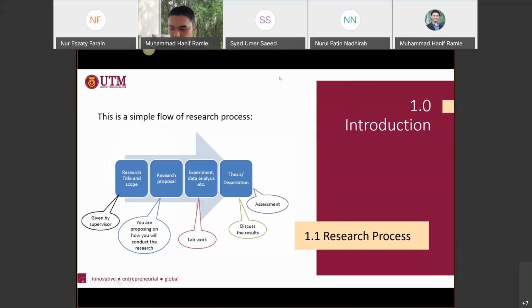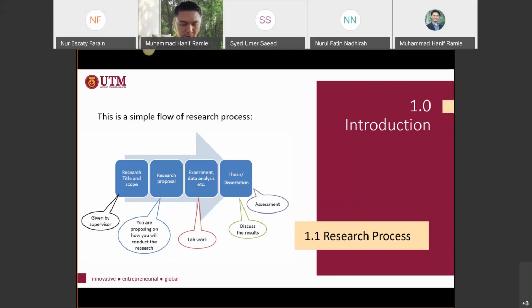Let's continue with the lecture. This is the introduction. I believe you are already aware of the flow of research because you already did a final year project during your undergraduate studies. So again, I will do some revision. I will share the flow of the research process, and this is the flow.